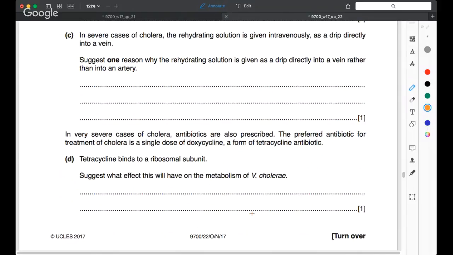Arteries contain blood with a high blood pressure. So a lot of blood would be lost if you were to hydrate it that way and inject and damage the vessel.